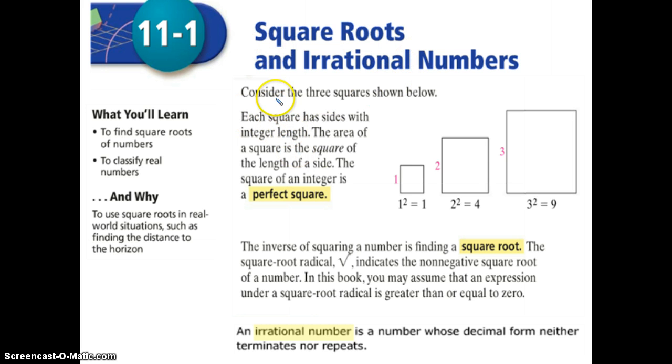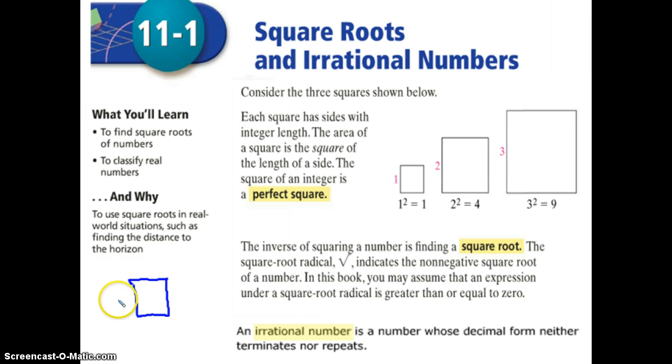And the way that we're going to do it is by considering the three squares shown below. Each square has sides with integer length. Remember, integers are negative and positive numbers that are whole numbers. The area of a square is the square of the length of a side, because a square has all equal sides.